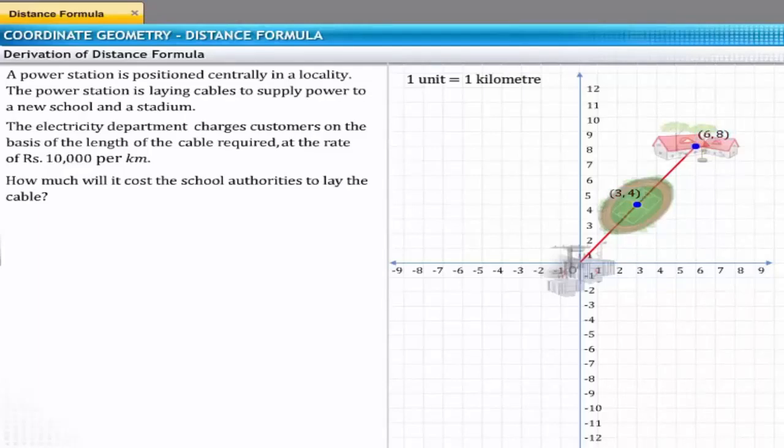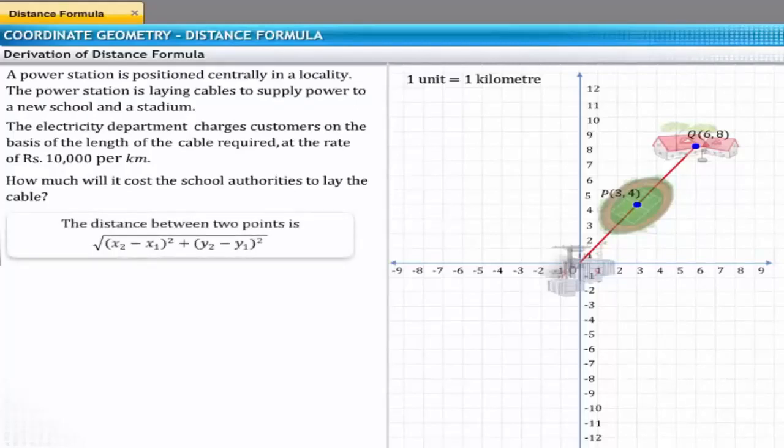According to the given data, the cable costs 10,000 rupees per kilometer. Stadium P is at 3, 4 and school Q is at 6, 8. The distance between the stadium and the school is represented by line segment PQ. The formula for calculating the distance is square root of (x2 minus x1) whole squared plus (y2 minus y1) whole squared.